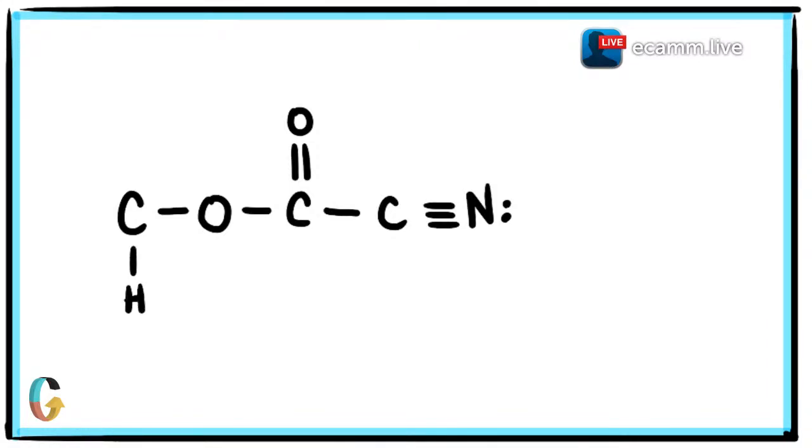Let's just say that this has four hydrogens. I'm just making it follow the octet rule. This oxygen has two lone pairs. This one has two lone pairs as well. Okay, everything is accounted for.